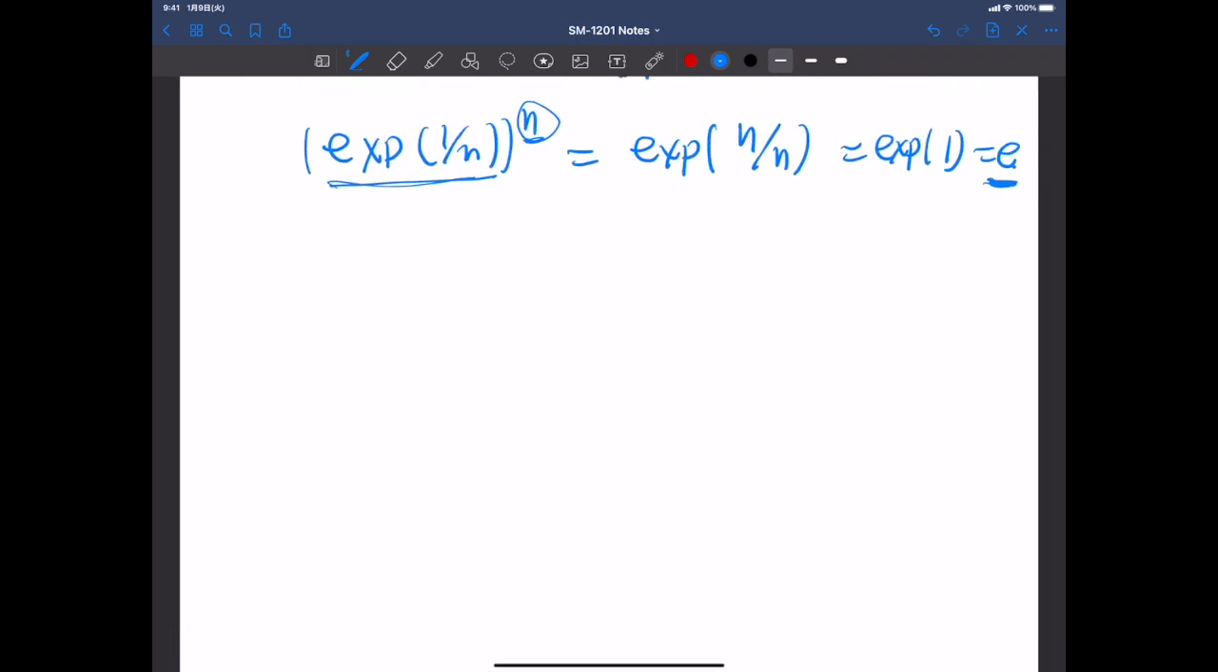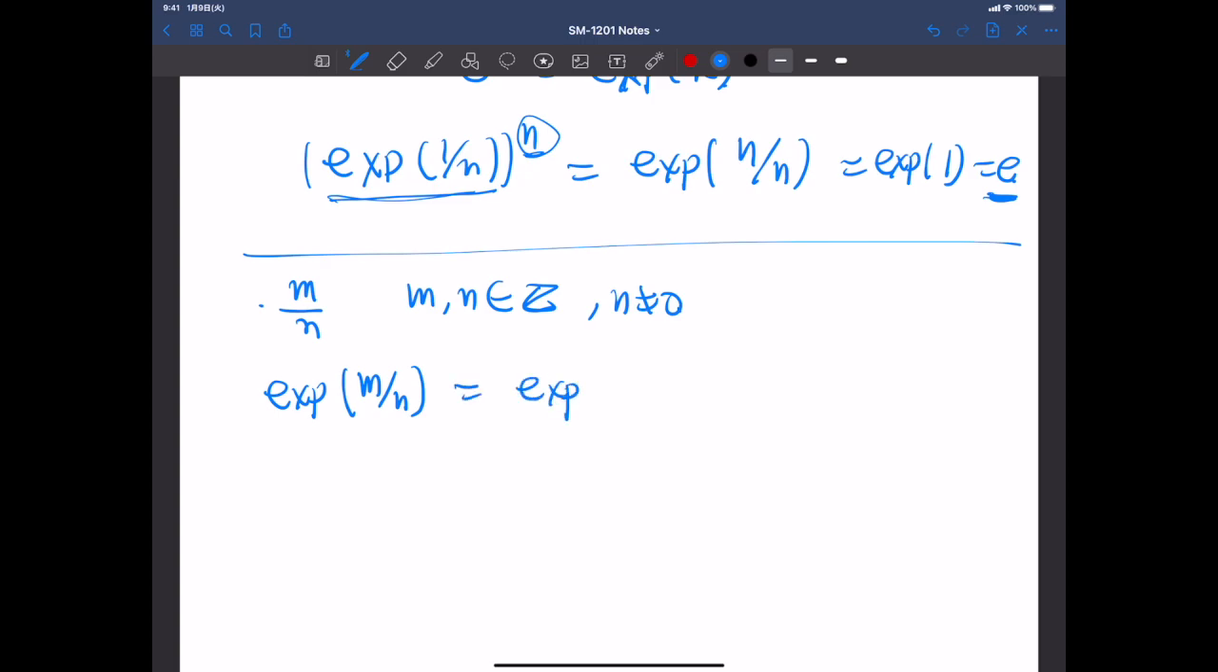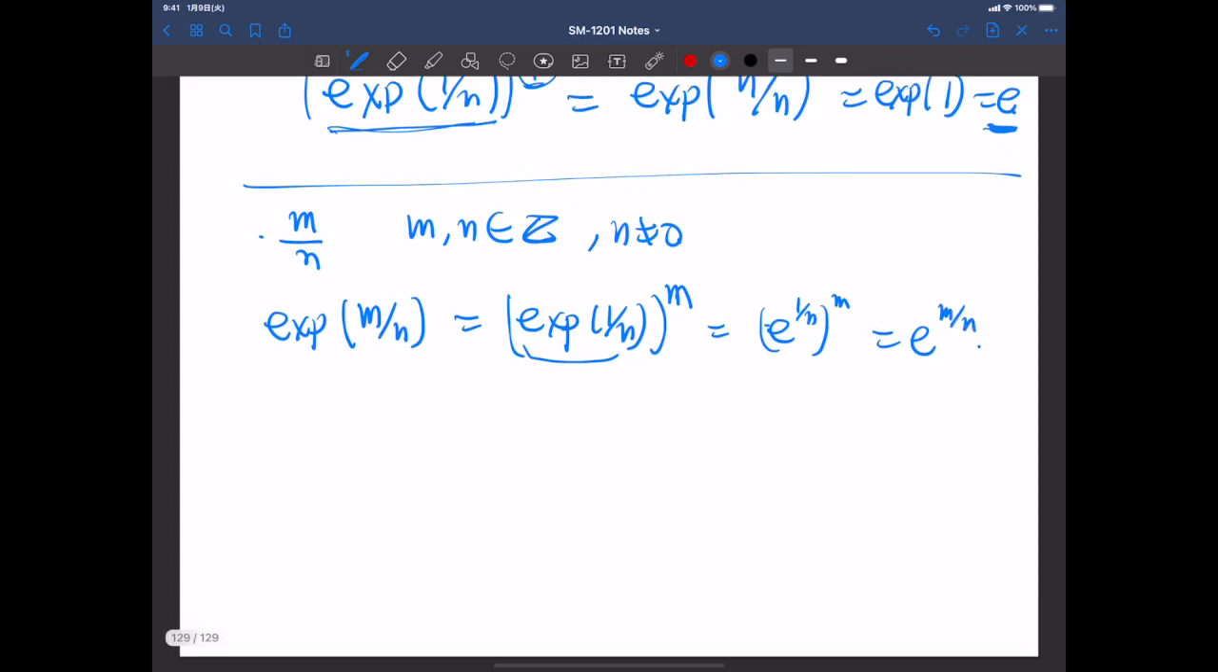Okay, and next, any rational number, m over n. So this is a rational number, where m and n are integers, and n is not zero. Then exp of m over n is equal to this, as we have seen, this to the power of m. But this inside is equal to e to the power of 1 over n. This is m. But this is equal to e to the power of m over n.